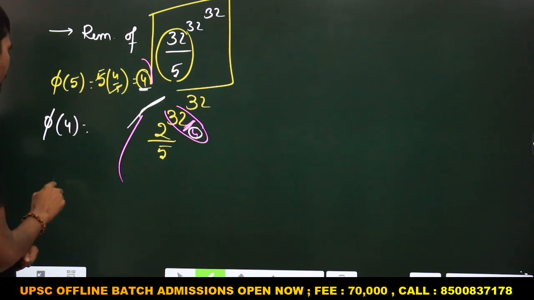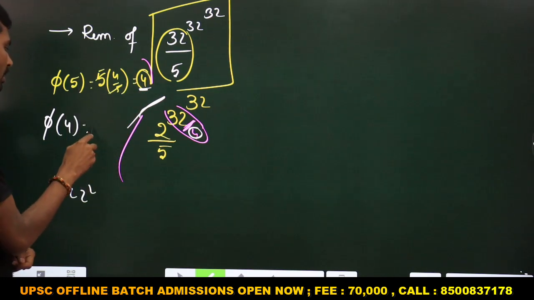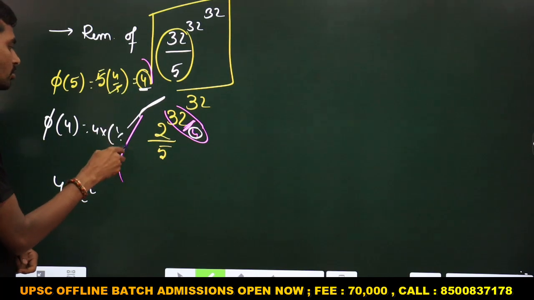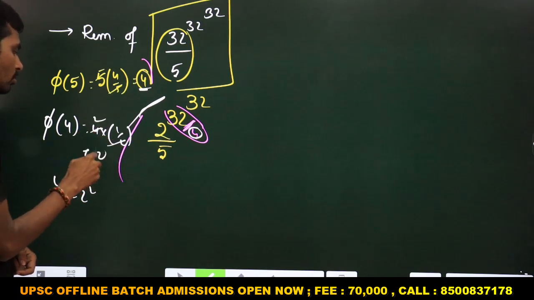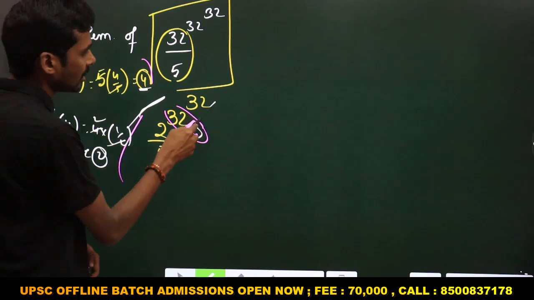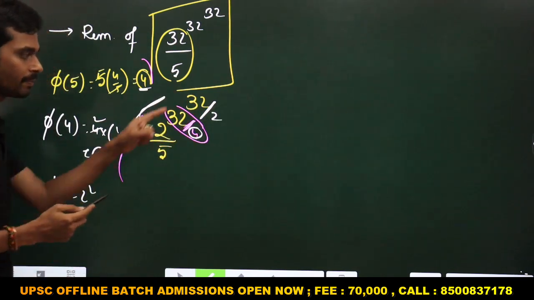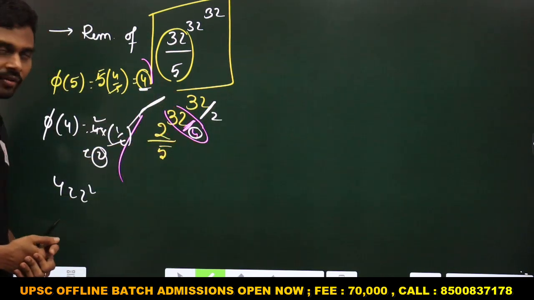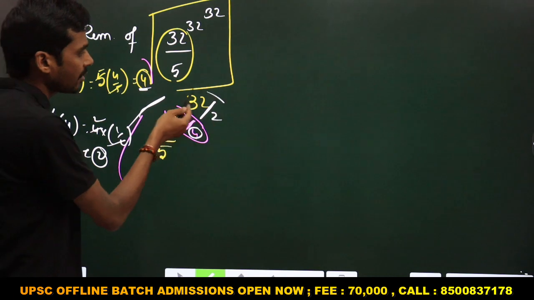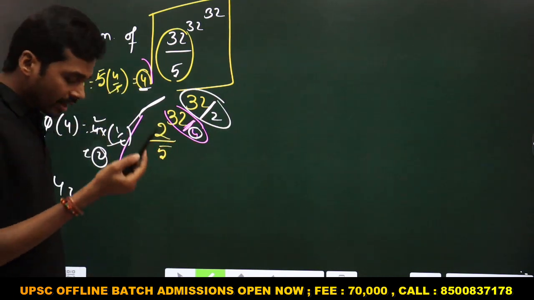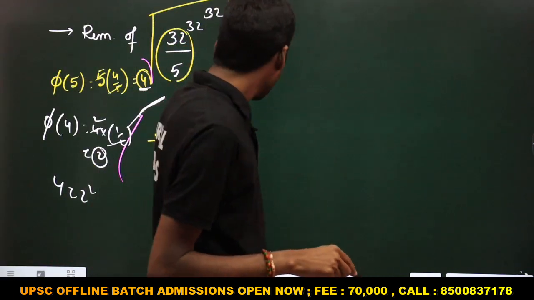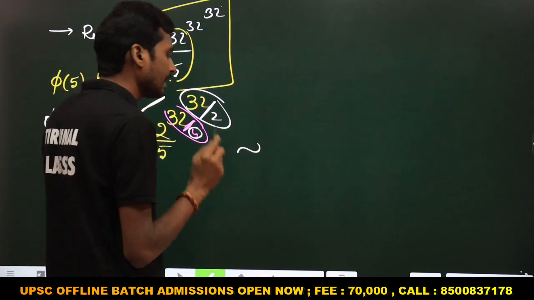4 means that, so 2 square. So here 4 into 1 minus 1 by 2 is 2. So 2 is the remainder, right? Which means that even for the next power, I had to divide with 2. Even in this case, what am I getting? Remainder 0. So wherever you get the remainder 0, then you should simply write it like this.